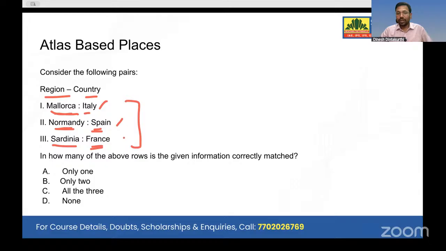That there is a probability of making a mistake. Even though you know two, there can be only one, only two, or all three correct. So it is better advised in Atlas based questions: don't take a guess. If you know perfectly, go for it. But the magic word is revise multiple times, even the Atlas, right?